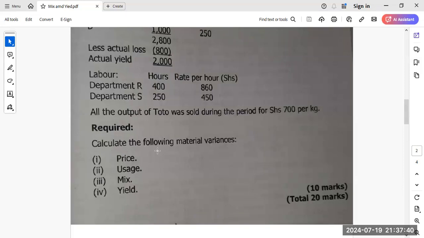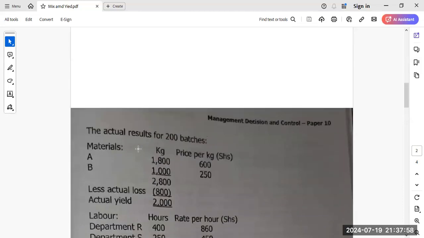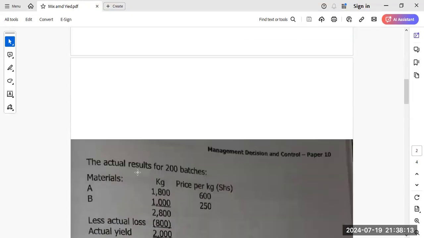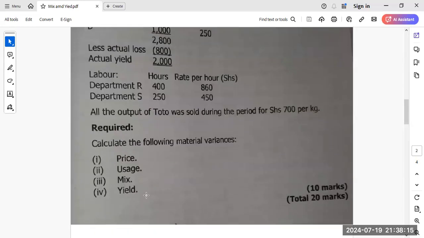We are going to calculate the material variances related. This is material price variance. This is material usage variance. This is material mix and material yield. The reason why they are asking you material mix and material yield is that when you observe the question, you are looking at different materials, A and B. So in such situations, you can actually get a material mix and material yield.